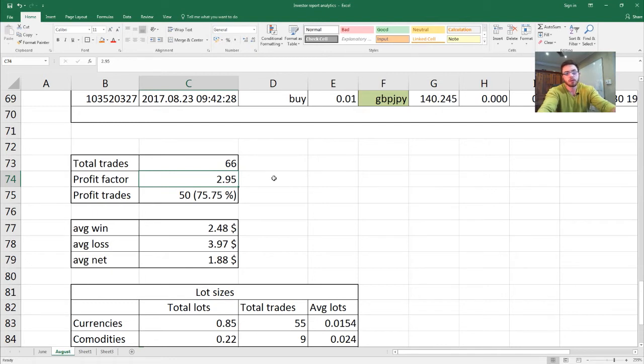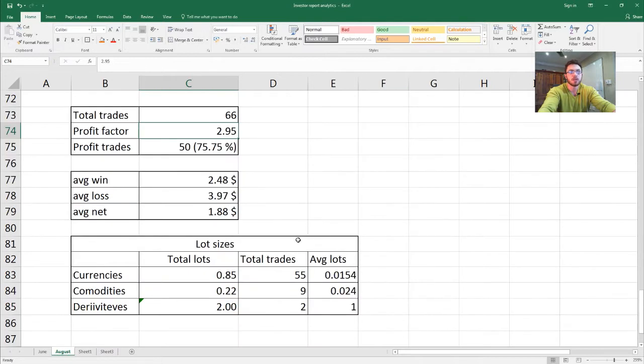For the profit factor, I like to keep it anywhere between 2.5 to 3.2. Anything above 3.5 is considered very good. And for a 66 trade sample, that's quite good. 66 trades, it depends. That can be on the high side.